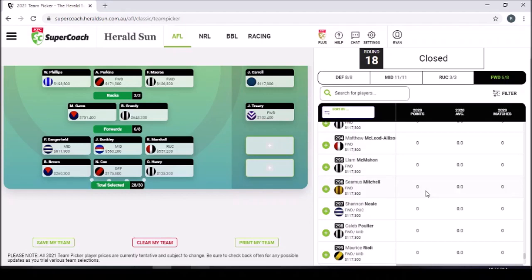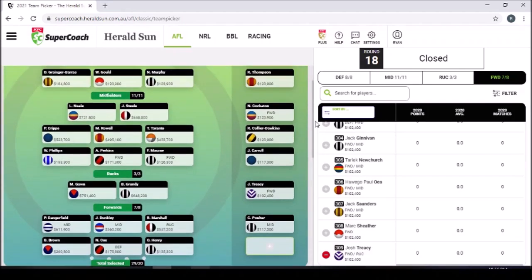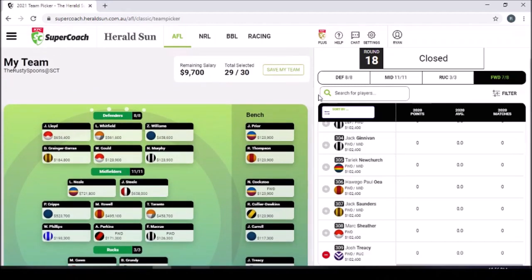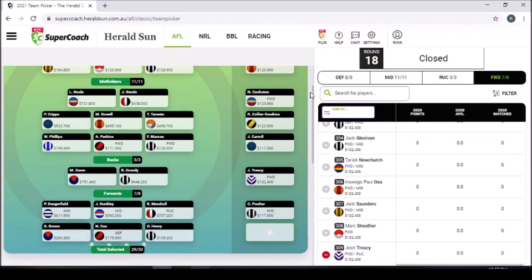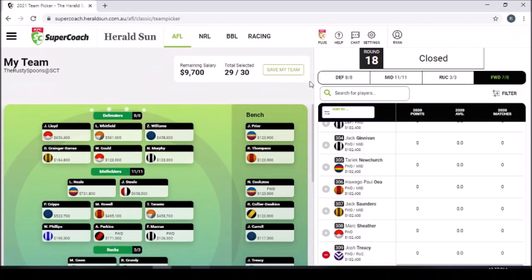Shannon Neal, here's a forward ruck, another one of those DPP swings. Poulter, I've heard a little bit about. Just get him in for now. He's got that DPP swing. I've run out of money here, so not a complete side. And then we get down to Tracy again, who's at forward ruck. So yeah, they are the options that you've got this year, guys, and the prices. As I said, I haven't gone into anyone in great detail, but that's the basic side. So I'm down to 9,700 and one spot down there in the forwards. But that is the basic side that I've come up with at this stage.